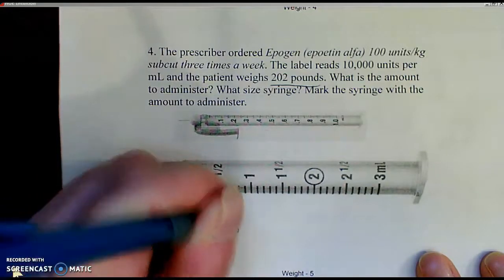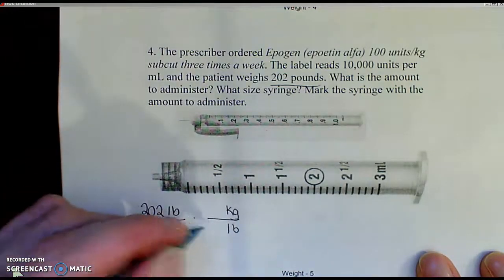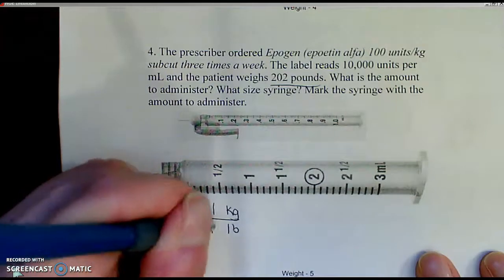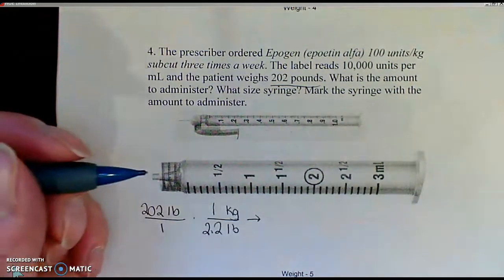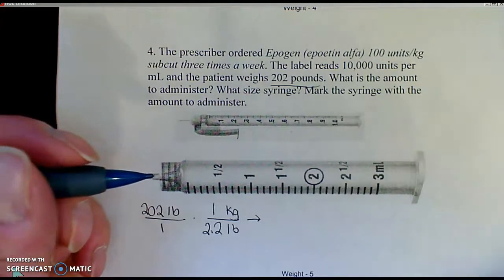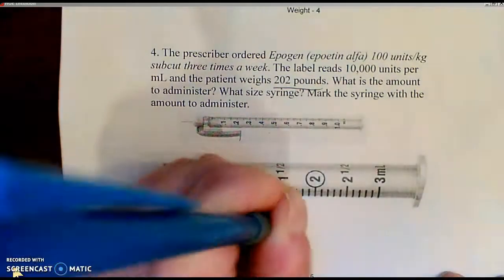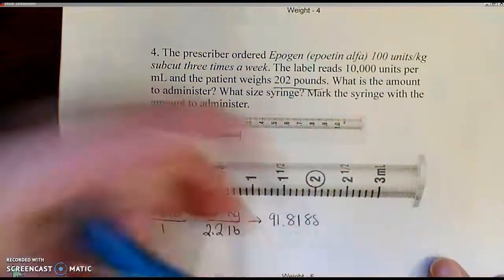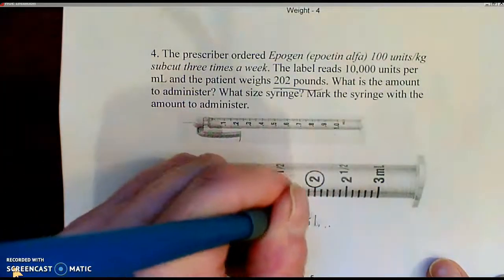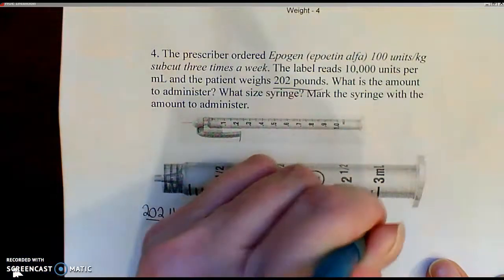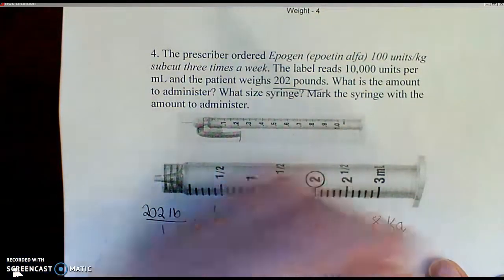So kilograms on the top so that the pounds cancel. There's 1 kilogram in 2.2 pounds. So we're going to make it 202 divided by 2.2, that's a lot of twos, is 91.81 repeating. Okay. And we're going to round it to the nearest tenth, so that's 91.8 kilograms.